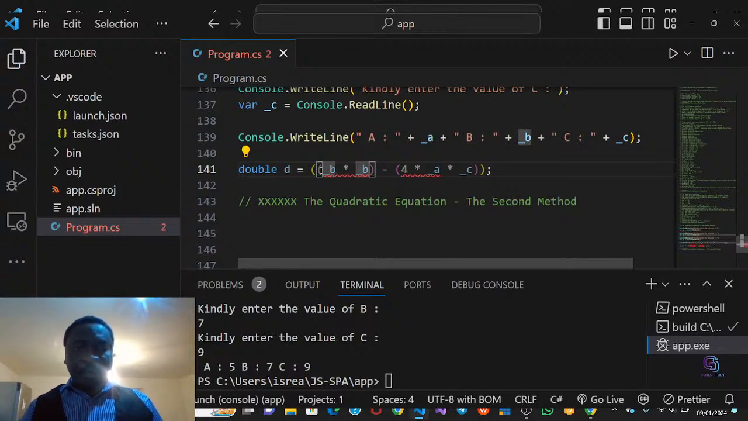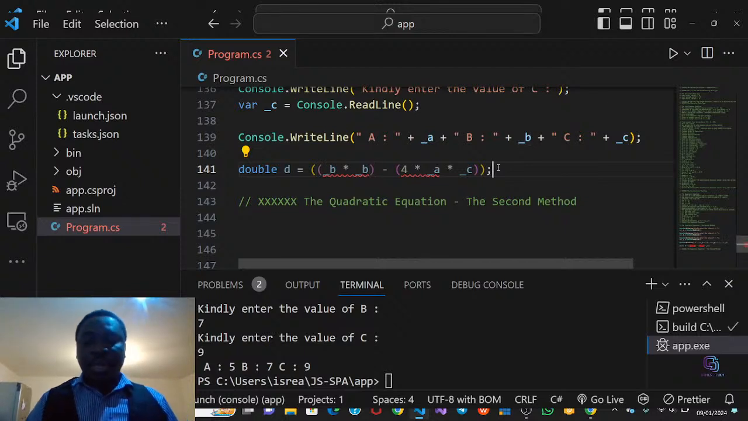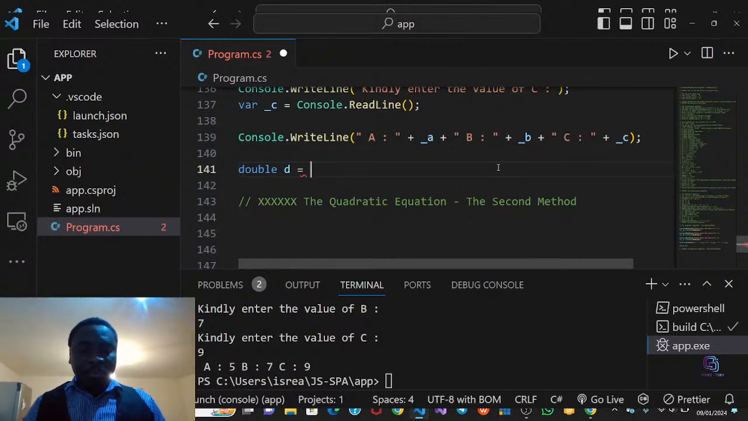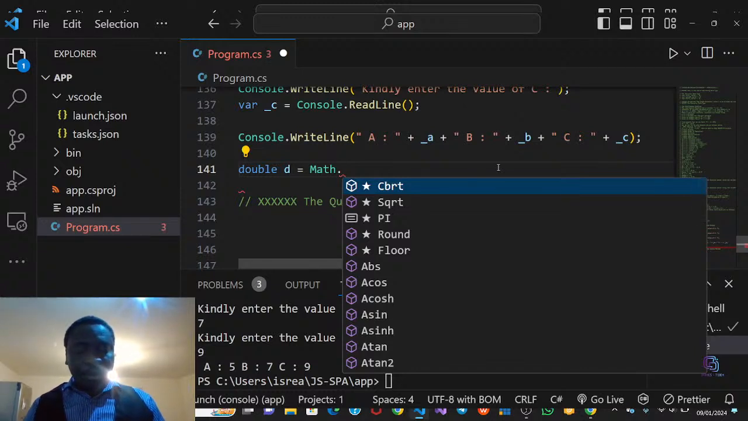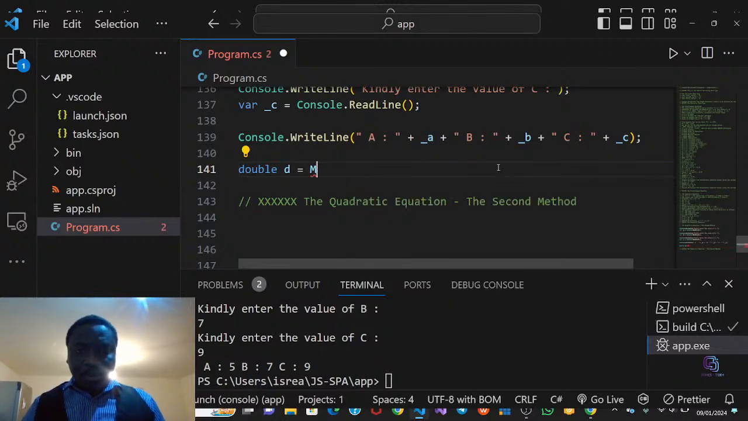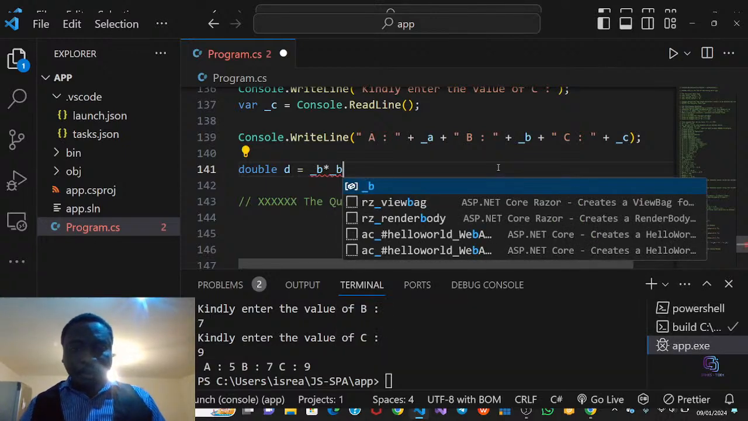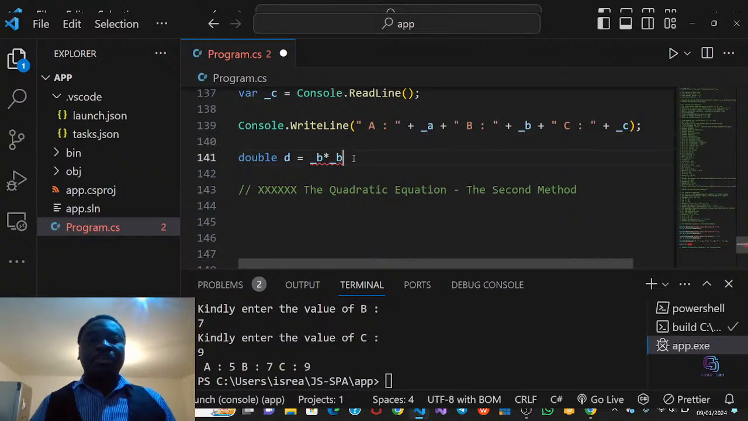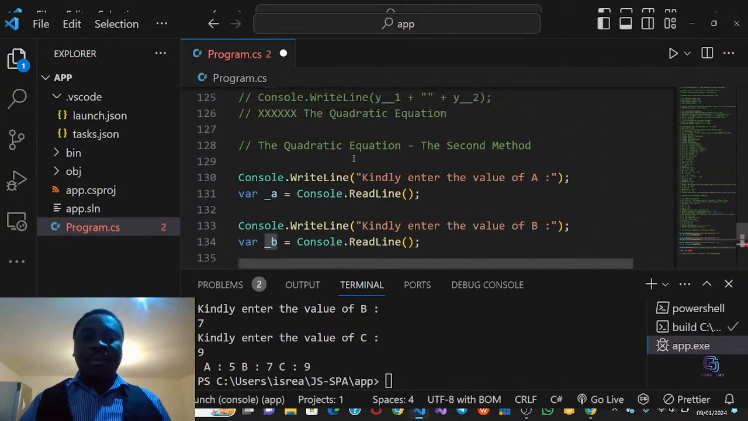So I think the best thing now is to make use of what they call the square root formula. So I'll just say Math dot. Now using square roots, I can see the square. Let's say Math dot Square. There's nothing like Math dot Square. So I can say _b times _b, and that can be used to solve our problem.